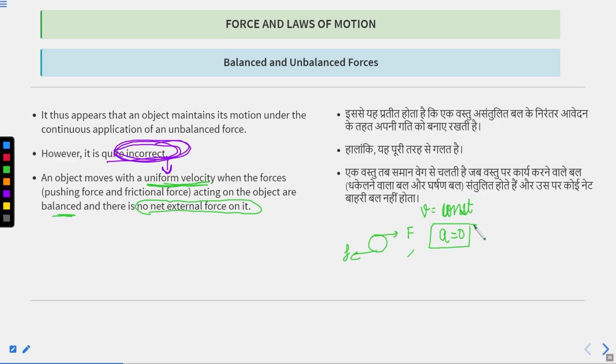If any object is not accelerating, the velocity of that object is constant, or in other words, the F net, the net force, which will be the force applied minus friction force, is zero, and that object is in uniform motion because the object has constant velocity. You do not have to apply any unbalanced force on it to keep that object moving.